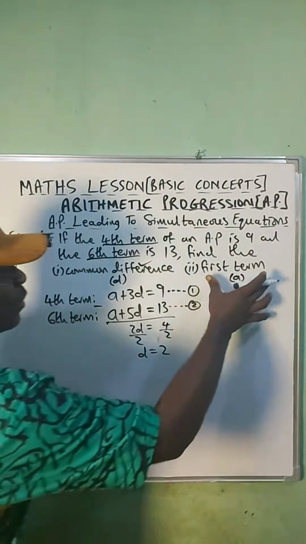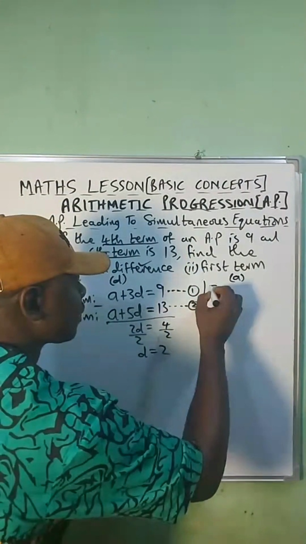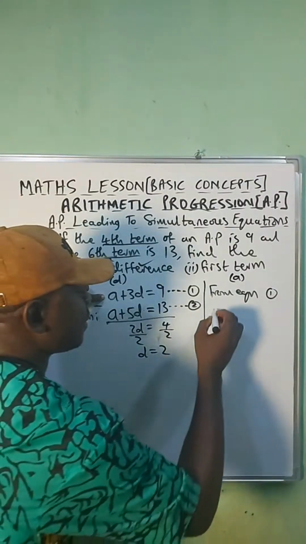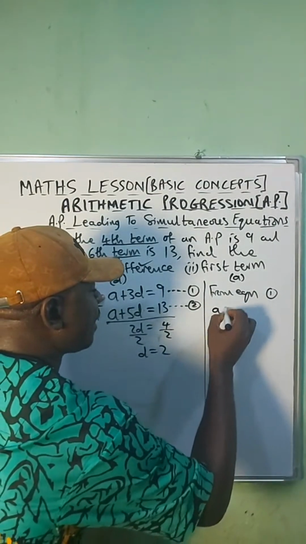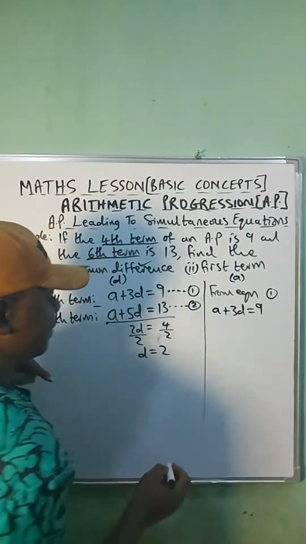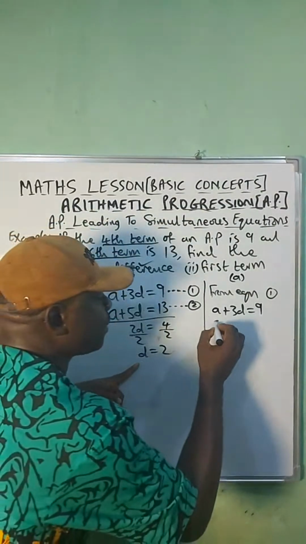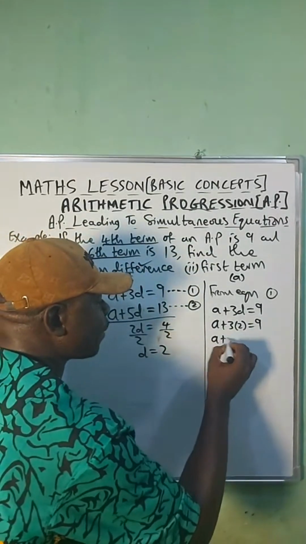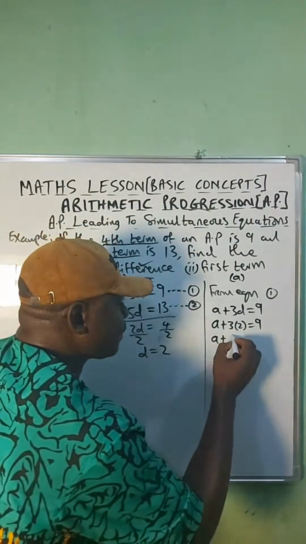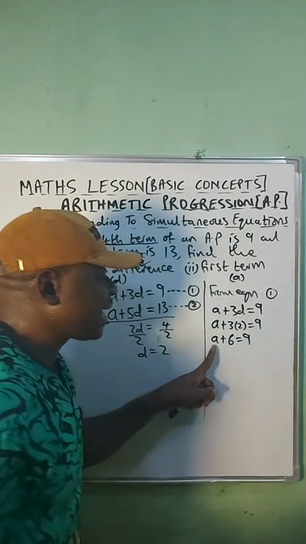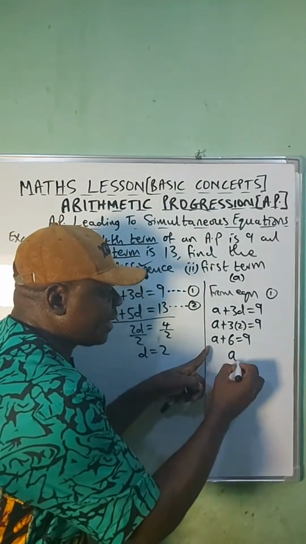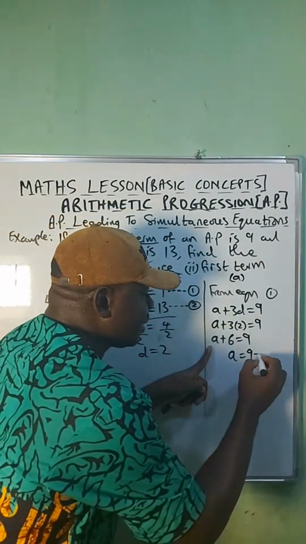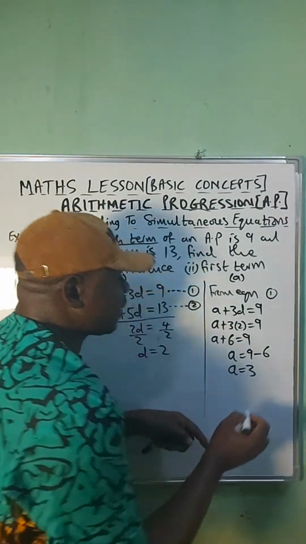So I've gotten this one. Then to get the first term, I'll take equation 1: A plus 3D equals 9. Wherever I see D, I'll substitute 2. So this will be A plus 3 times 2 equals 9. A plus 6 equals 9. Then I want to get A. I'll bring down this 9. This plus 6 on the left hand side, I'll take it to the right hand side. That's minus 6. So A will be equal to 3. So I've also got this one.